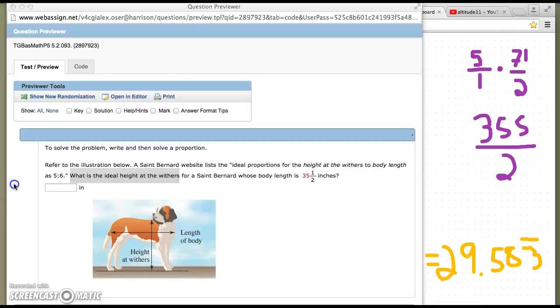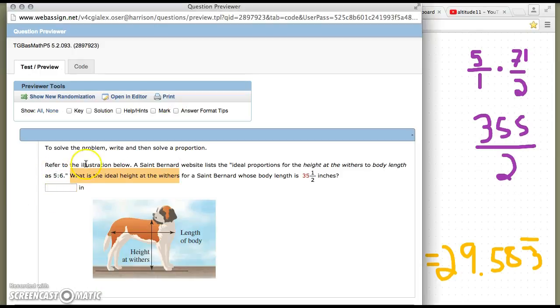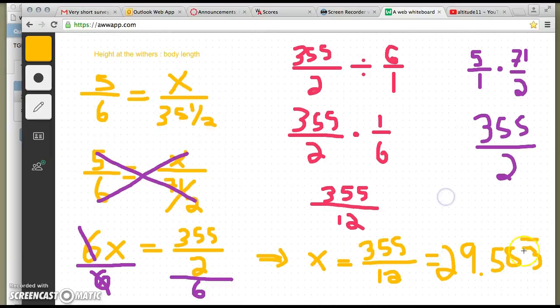Let's see if they said anything about reducing our fraction. It doesn't say anything about reducing the fraction, guys, so hopefully the answer of 355 over 12 would have been accepted for that problem. And let's keep in mind what our dimensions were. St. Bernard, 35.5 inches. So this would be in inches as well. Units are important here. Keep that in mind.